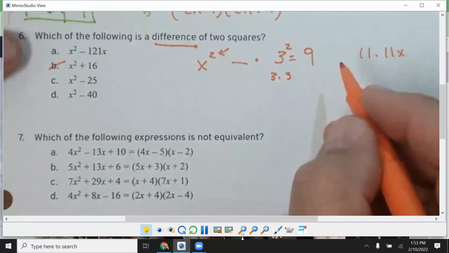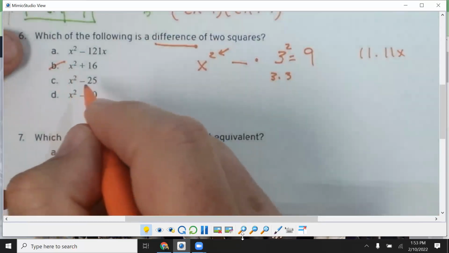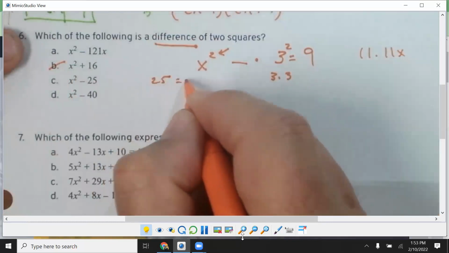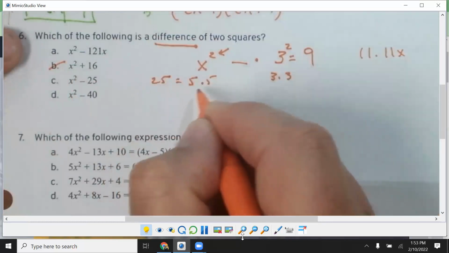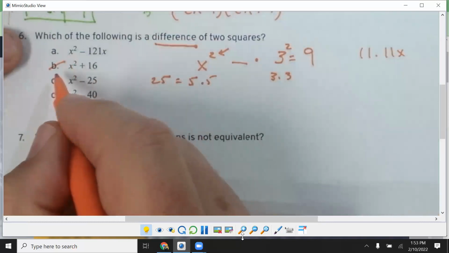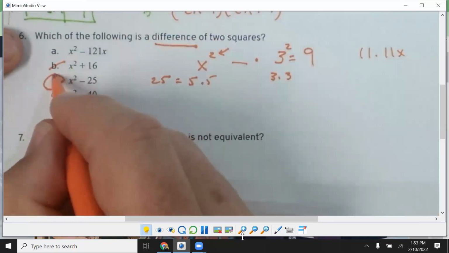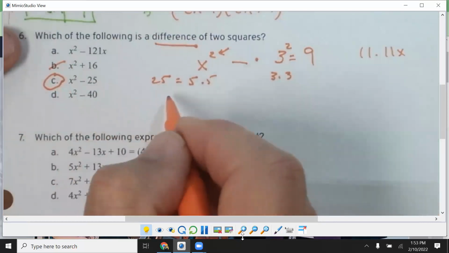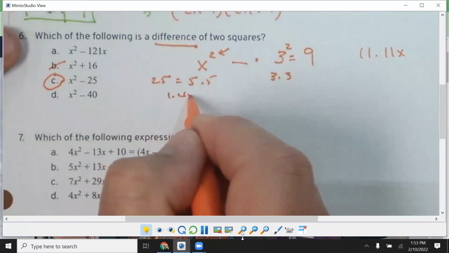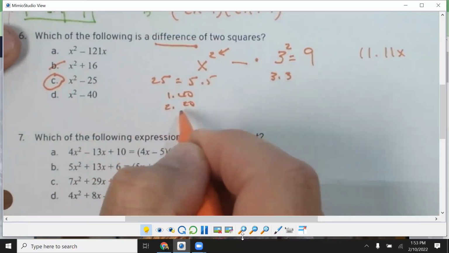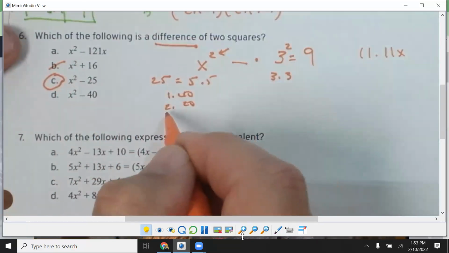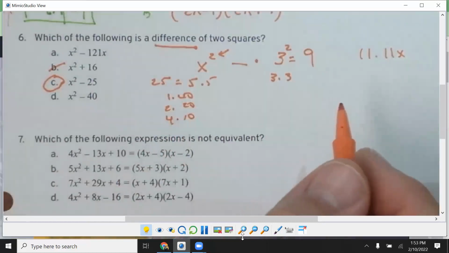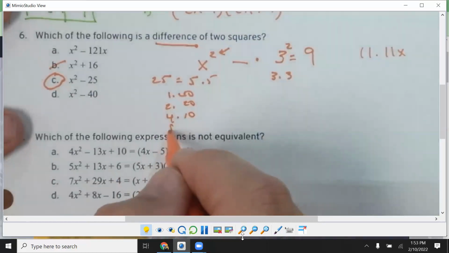All right. The next one is x squared minus 25. So what two numbers multiply together to give you 25? And you'd hopefully say 5 times 5. That's a perfect square. So this one will work. It's not this one, because what number times itself gives me 40? Well, none of the factors, if I multiply 1 and 40, 2 and 20, 4 and 10, none of them are the same number. It just doesn't work. 8 and 5 is another one too.